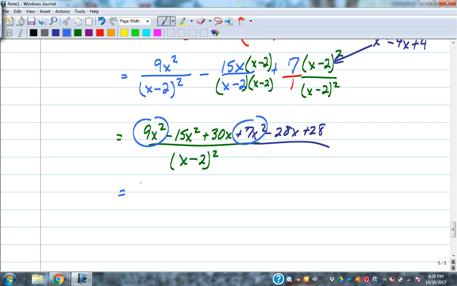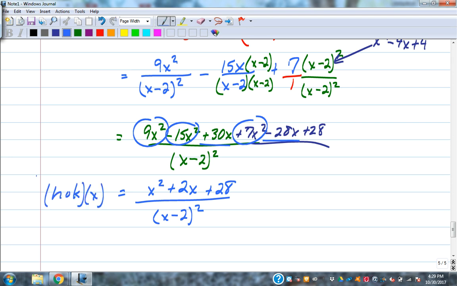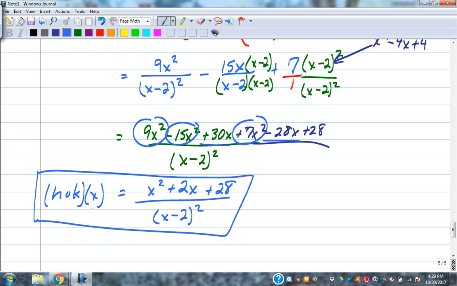9x squared, positive 7x squared, 16x squared. Whoop, hold up, we got 15x squared too. Negative 15x squared, positive 9, and then positive 7. So that'd be 1x squared. And then we have 30 and negative 28. That's 2x, and then the plus 28 on it again. And then x minus 2 squared. There is our composite function, h composed with k of x. Ugly, ugly, ugly. A lot of algebra involved there. Common denominator is the key, though.